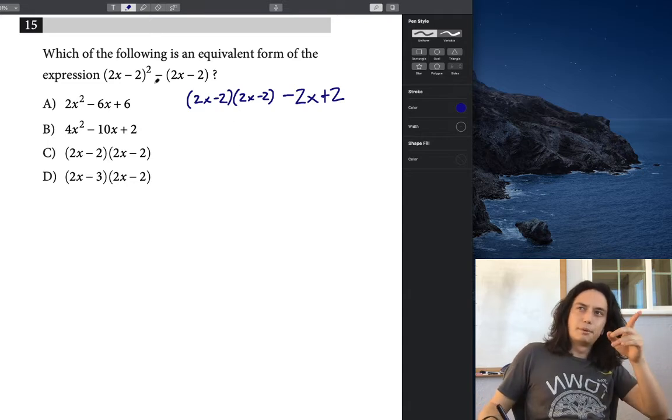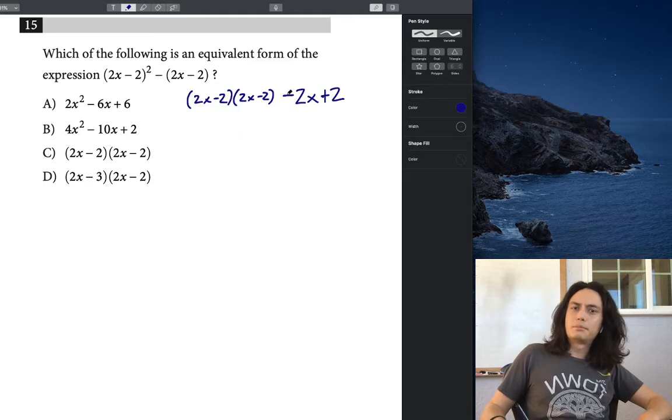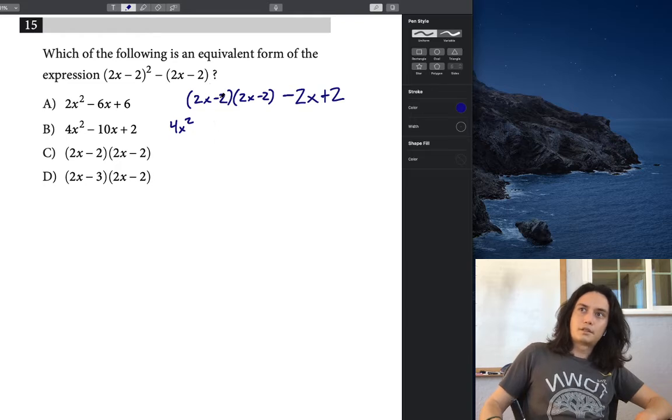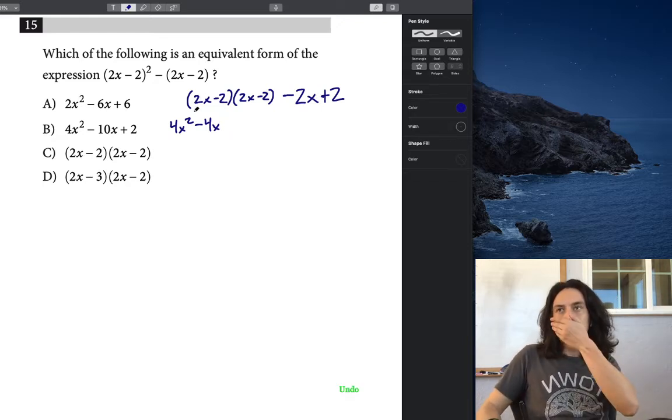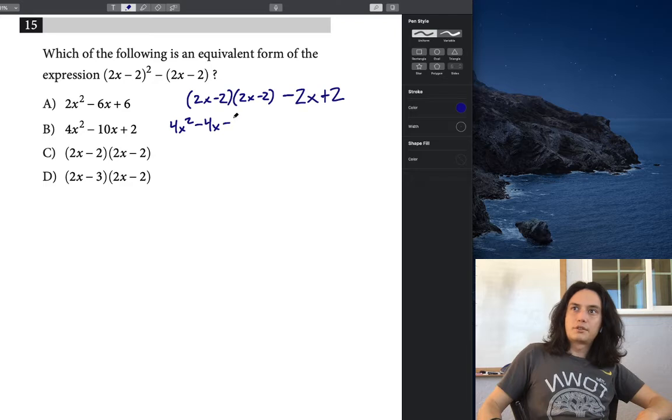I'm actually realizing there might be a big brain way of doing this, but I'm not sure if it's better. But I'll talk about it later. Let's just expand this now. First, outside, inside, last. Again, I don't do shortcuts because I always screw this up. But it's going to be 4x squared. That's the first. Outside is minus 4x. Negative 2 times 2. And then the middle is also going to be minus 4x. And then the last is going to be plus 4. And again, don't screw up this negative times negative is a positive thing.